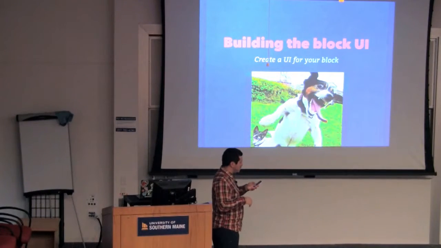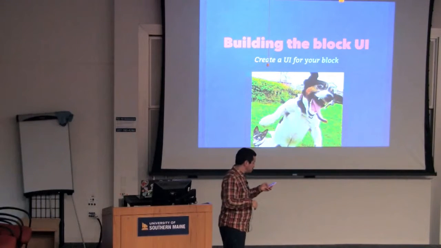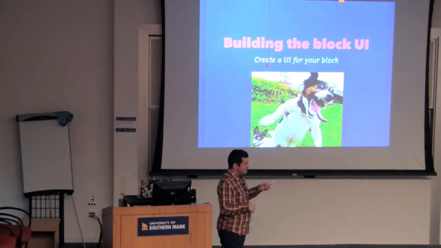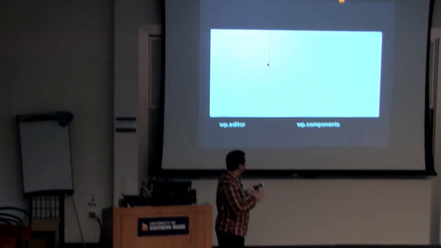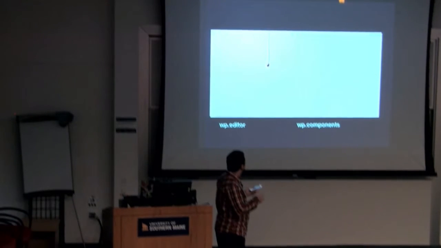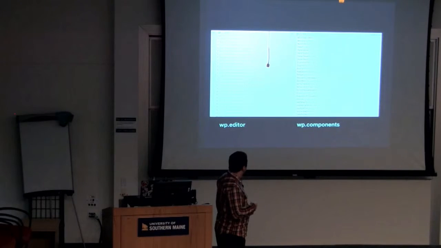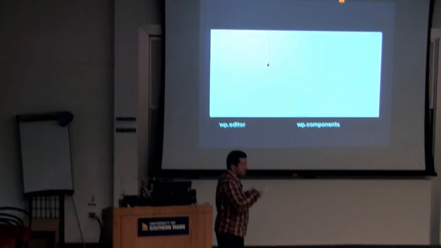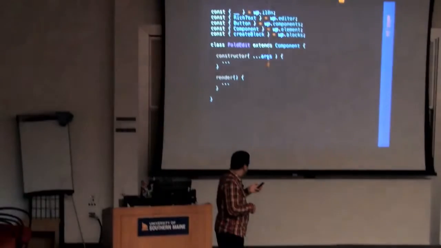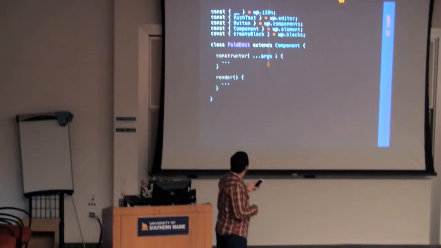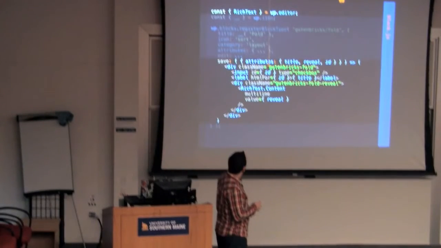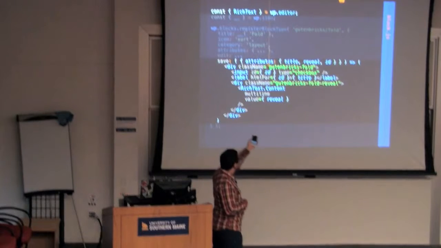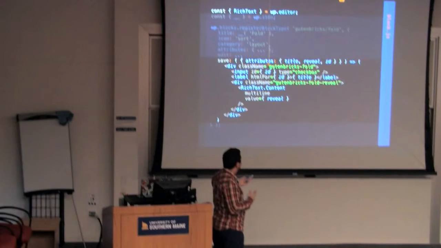So let's get to the wild part, which is creating the block UI. The block UI is much more complex. We have a lot of components to use in our UI. All are predefined in WordPress. We have these two packages that we will import components from. And I'm going to use a class for this. You can also use a function like in the save property. We were just using a function, an arrow function.